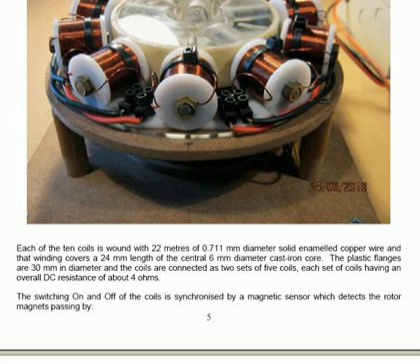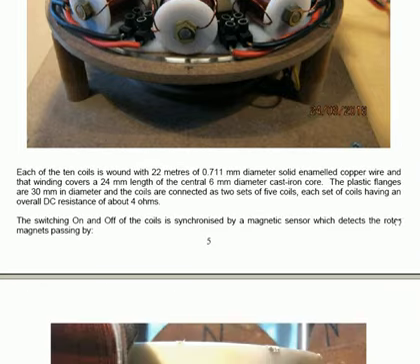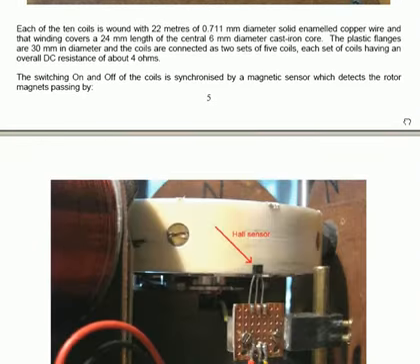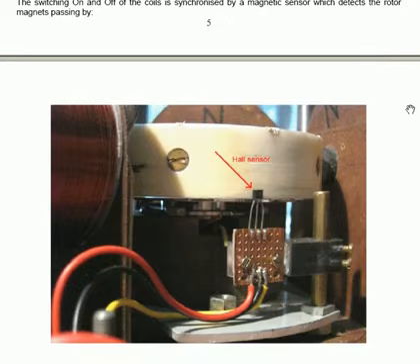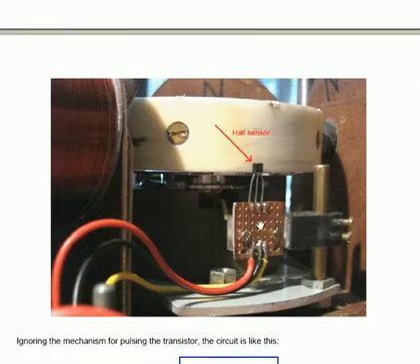The sensor is mounted just outside the rotor disc, and the wires from it are taken away to circuitry. The mounting that has been used here allows slight adjustment sideways and vertically, and that makes a difference as to exactly when the magnetic sensor switches on and off.